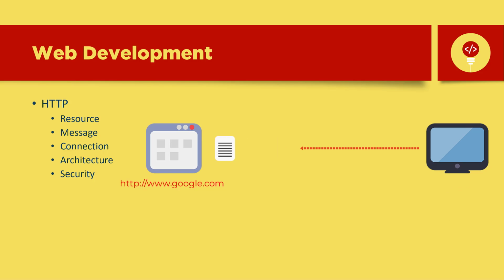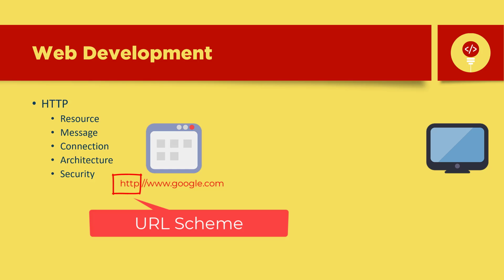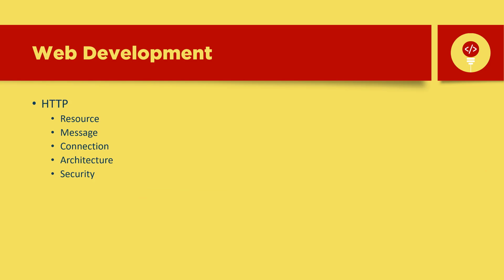In our case, the home page where we can search. So the address we entered, http://www.google.com, is a URL. It stands for Uniform Resource Locator. It represents a resource. So HTTP is a URL scheme, the protocol that your browser will use to generate a request. And then the server will respond and provide you the resource.